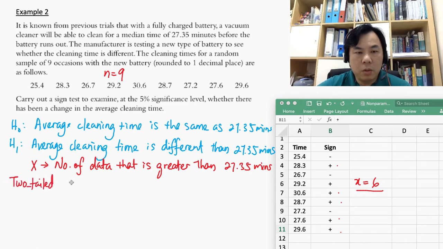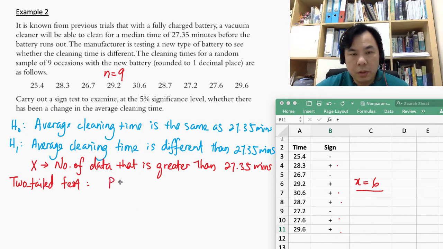You can say that this is a two-tailed test, which means we have to have our upper critical region and then our lower critical region. For our lower critical region, we can try trial and error, for instance. Let's try with P(X less than or equal to 1), for instance.